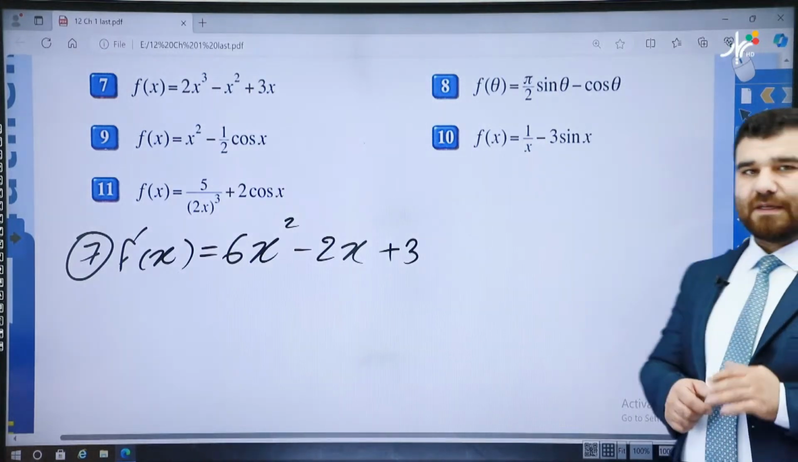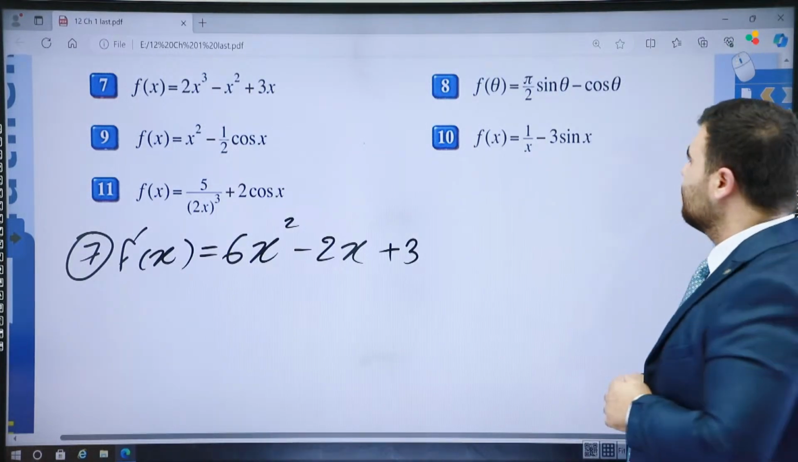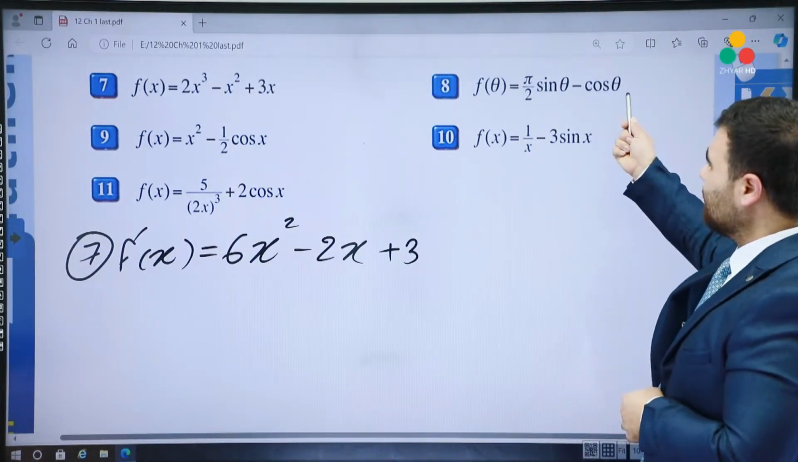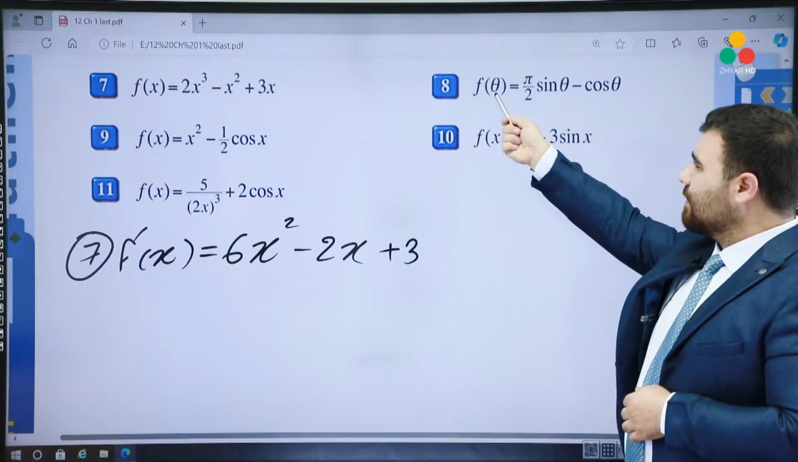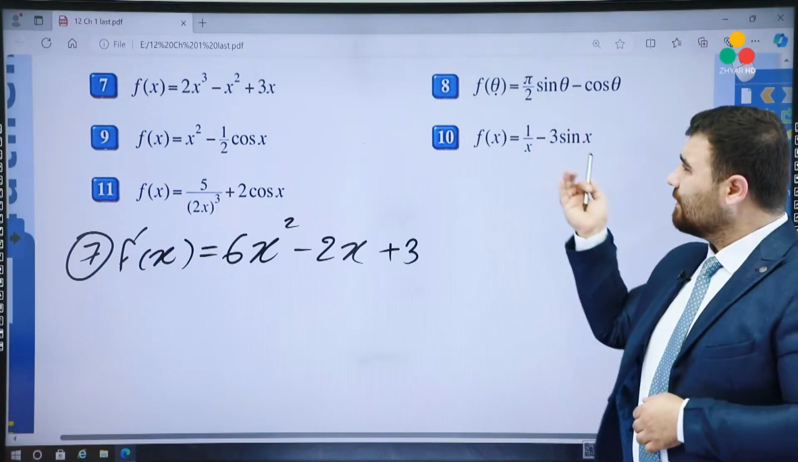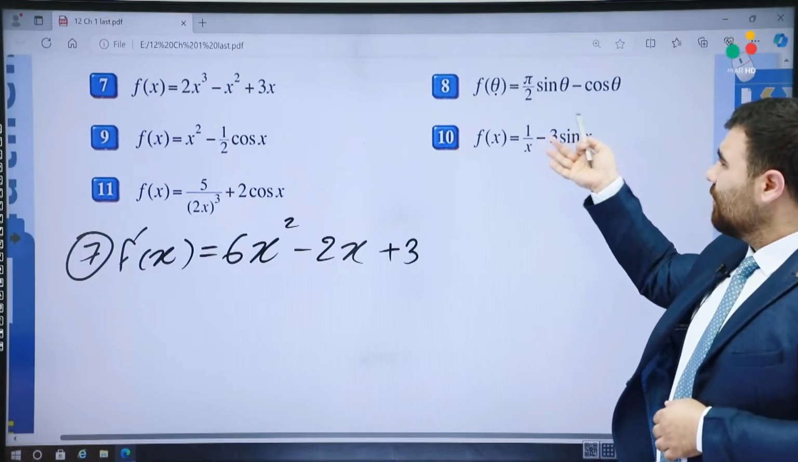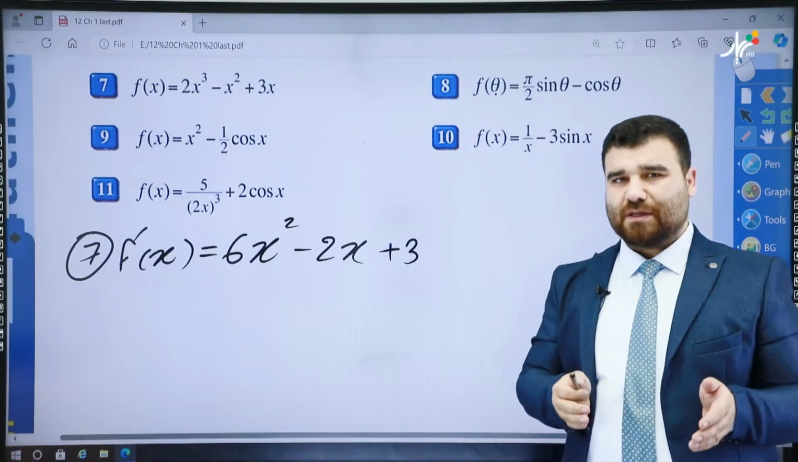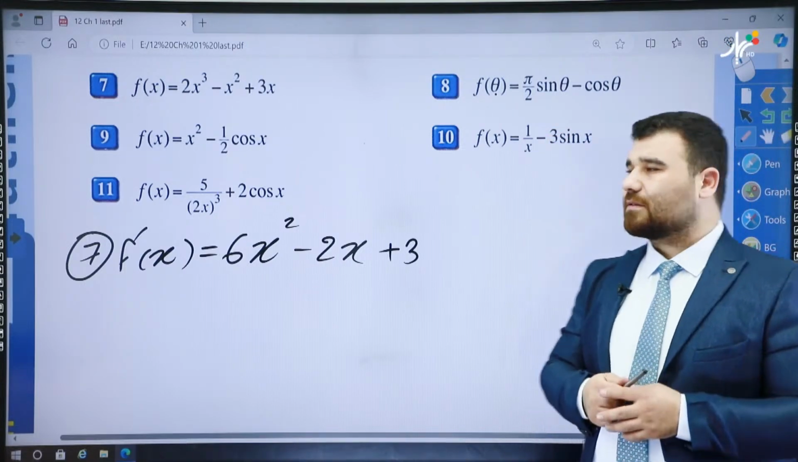Question 8. It's a sine question. What makes question 8 different is theta. There is no x in question 8. Theta, no problem. We just use the rules normally. Consider the theta as x.